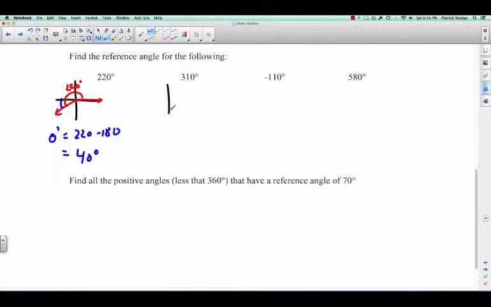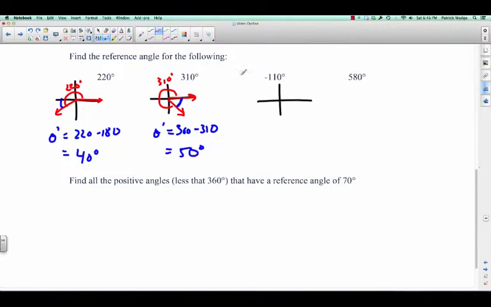Alright, 310. Now you don't have to draw them. In fact, it's better if you get to the point where you don't draw them. But just to make it clear, I'll draw them. 310, 90, 180, 270, 310 would be somewhere in here. So we want to know the reference angle, which is in here. Since it's in the fourth quadrant, to get the reference angle, you go 360, take away the standard position angle, so it's 50 degrees.